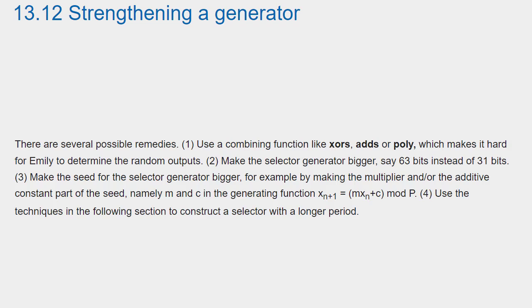1. Use a combining function like XORs, adds or poly, which makes it hard for Emily to determine the random outputs. 2. Make the selector generator bigger, say 63 bits instead of 31 bits. 3. Make the seed for the selector generator bigger, for example by making the multiplier and/or the additive constant part of the seed, namely m and c in the generating function x(n+1) = (m xn + c) mod p. 4. Use the techniques in the following section to construct a selector with a longer period.